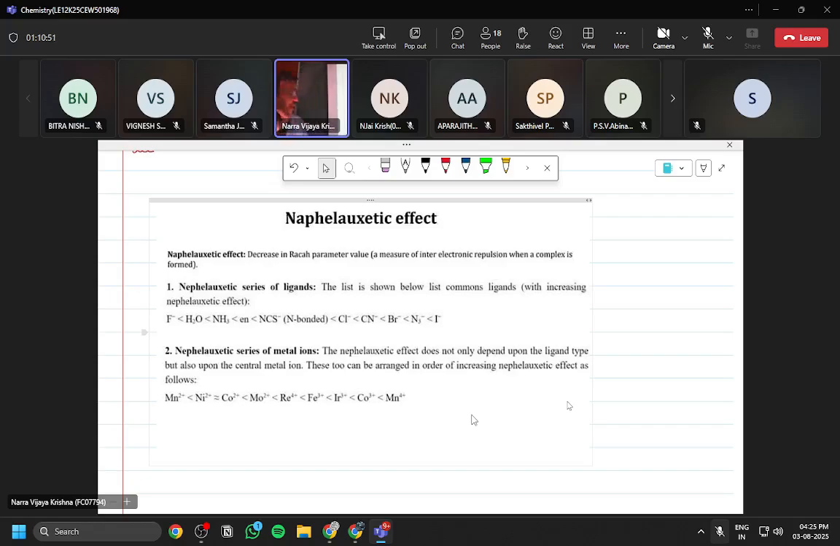Now, in case of metal ions, it does not only depend upon ligand type, but also depends upon the central metal ion. These two can be arranged in the order of increasing nephelauxetic effect as follows: manganese, nickel, molybdenum, rhenium, iron, iridium, cobalt, manganese. Manganese plus 4. This is manganese plus 2, I think. Plus 2. Right? Any questions, sir?